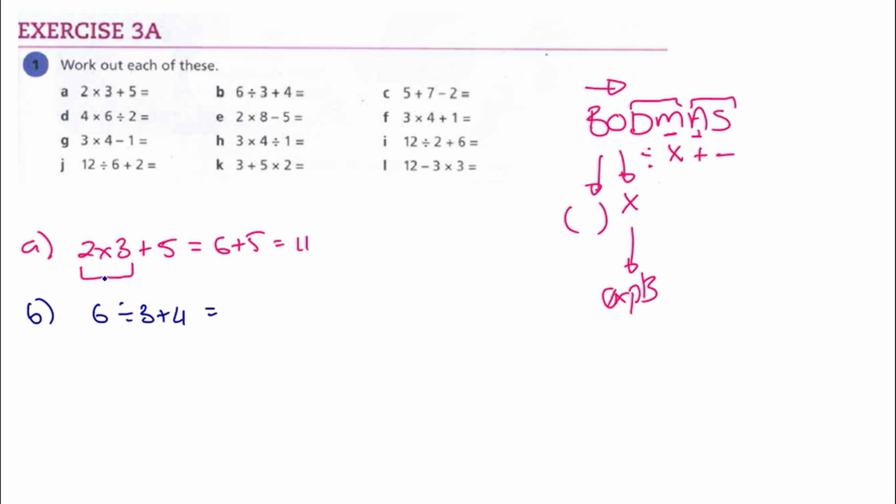In every single one, we are going to perform brackets first, like the other questions. Brackets take precedence over absolutely everything. 3 plus 5 is 8, and that equals 2 times 8, which is 16.